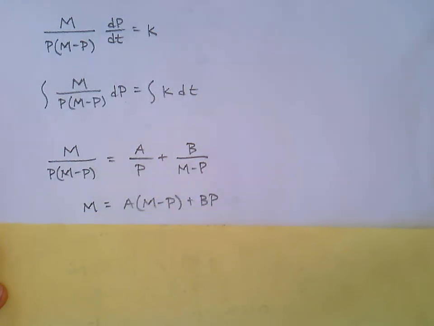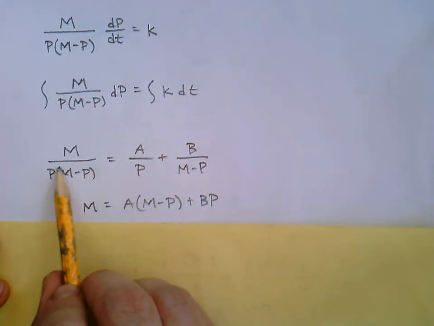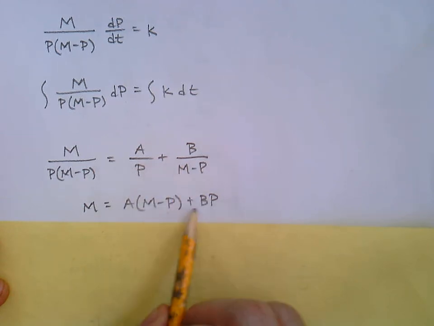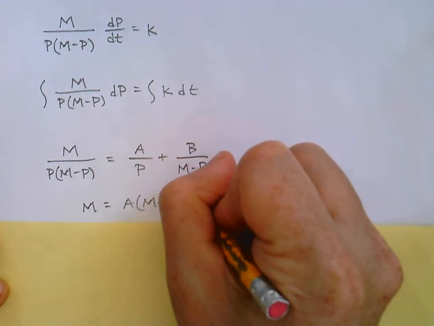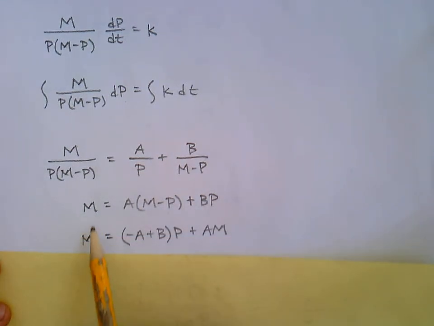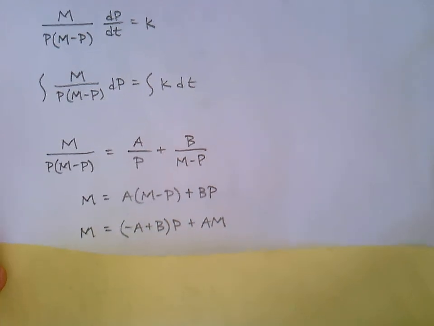And if we keep going, we can multiply both sides by this denominator here. So we've got A times (M minus P) plus B times P. And okay, rearranging, our coefficients here, the way I solve these, right? So we've got (negative A plus B) times P, and our constant is A times M, and that will equal the M on the left.